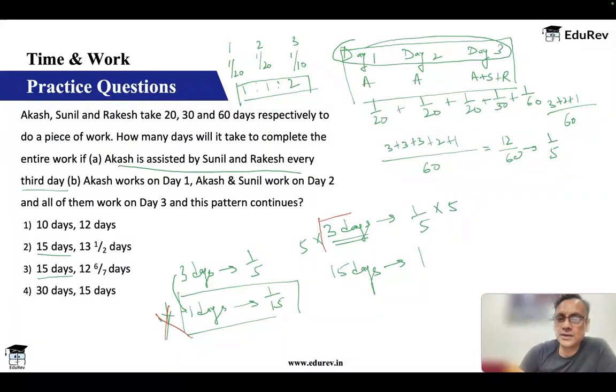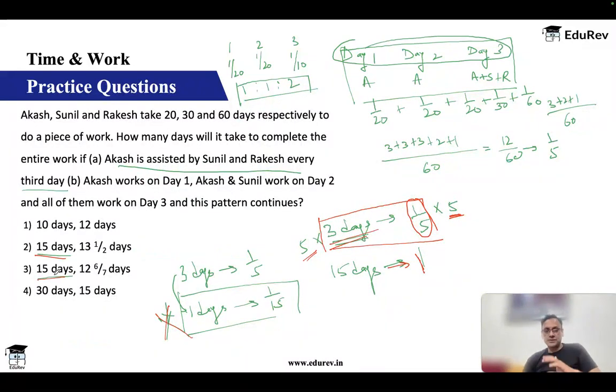In 3 days, work done is 1 by 5. What should I multiply 1 by 5 with to make it 1? So obviously I should multiply it with 5. So in 3 days, if 1 by 5 happens, if I'm multiplying the right hand side by 5, I should multiply my left hand side also by 5, and the equation will become, in 15 days, 1 work will happen. So the answer is 15 days. Okay, that is for the first question.